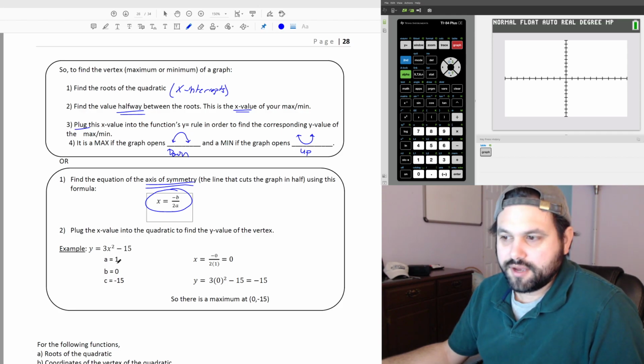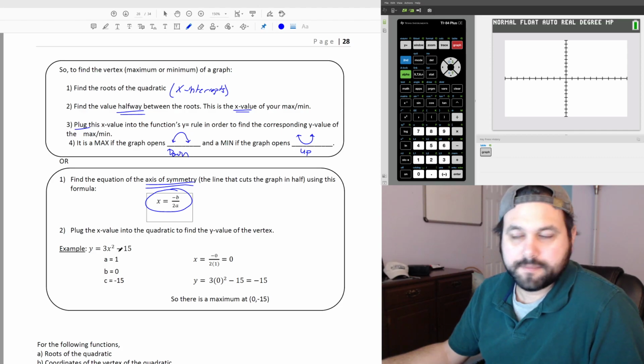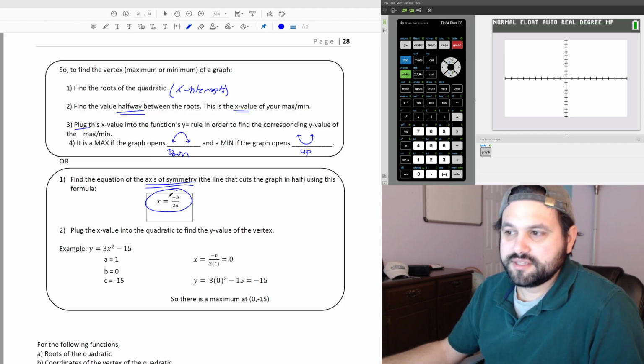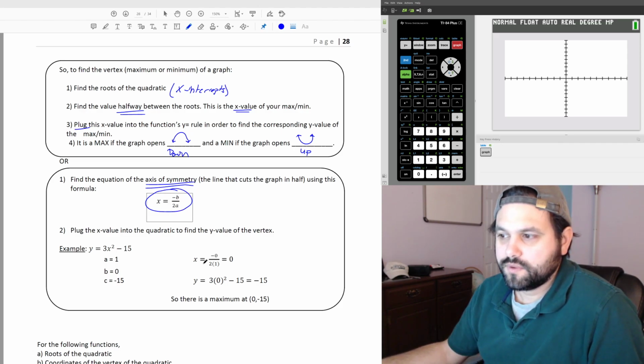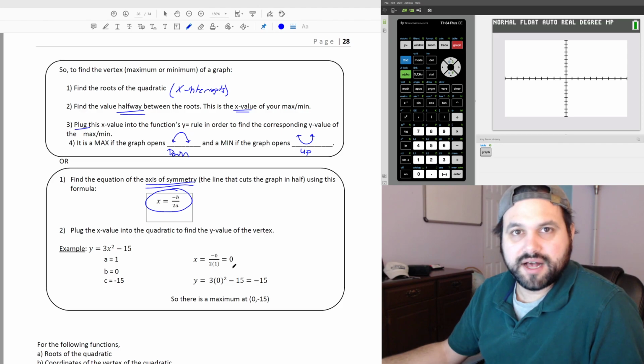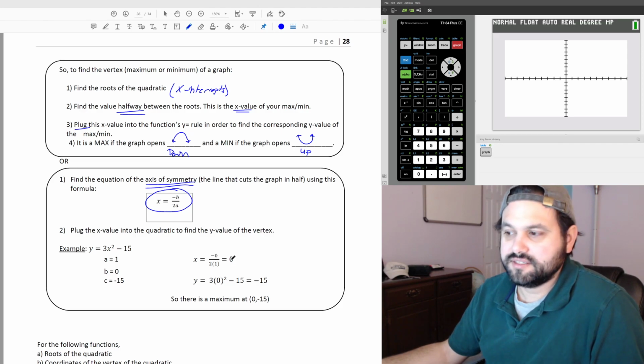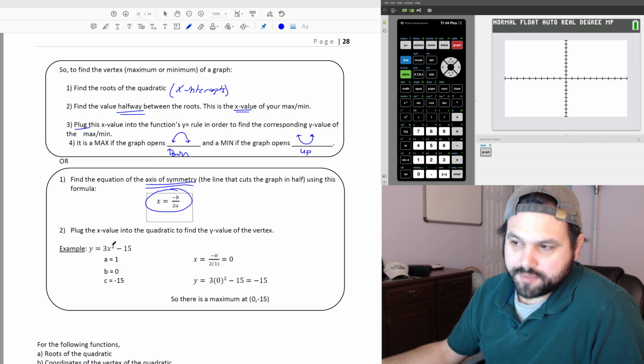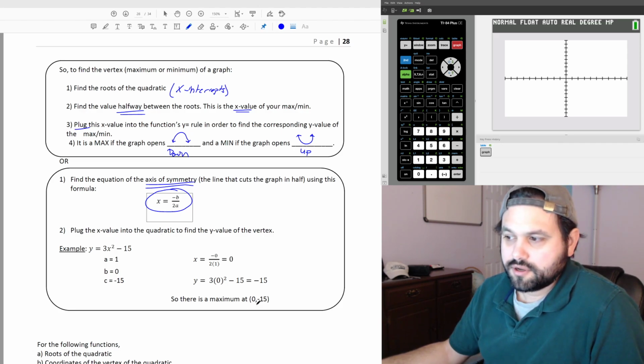So for example, if we're looking at this one, the 3x squared minus 15, we have to identify a, b, and c, right? So a is 1, b is 0, because there's no x term in the middle there. And then c would be negative 15. Then using this formula, we would just plug in our b and our a, and we'd see that the x value for the vertex is 0. Now, taking that 0 and plugging it back into this function, we get negative 15.